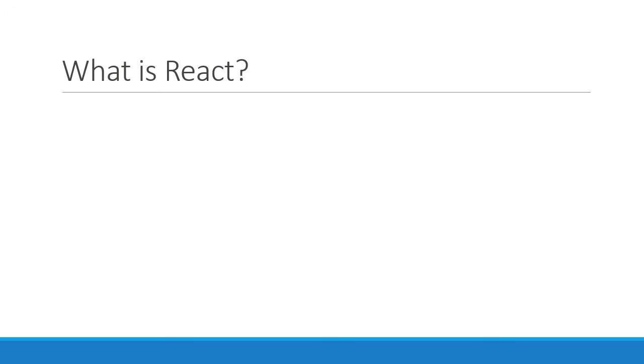Let's begin with what is React. React is an open source JavaScript library for building user interfaces. There are two key points in this definition. The first one is that React is a JavaScript library. It is not a framework, it is a library. It is focused on doing one thing and doing that one thing really well. And that is the second part, building user interfaces.